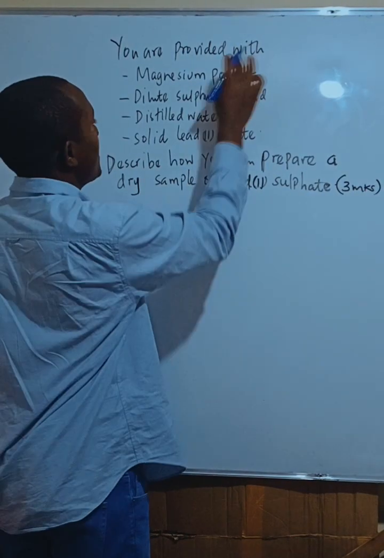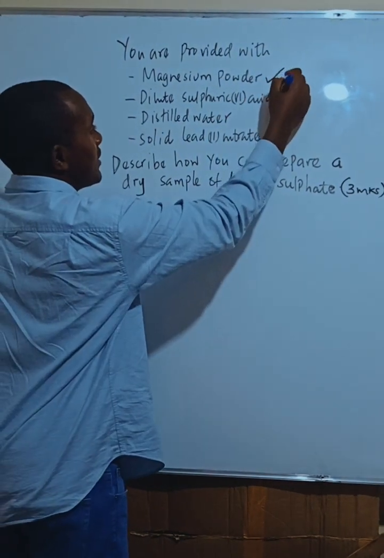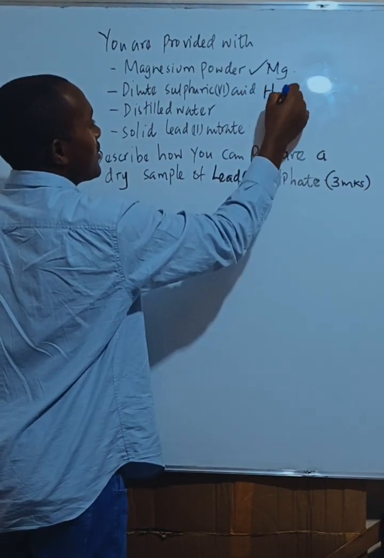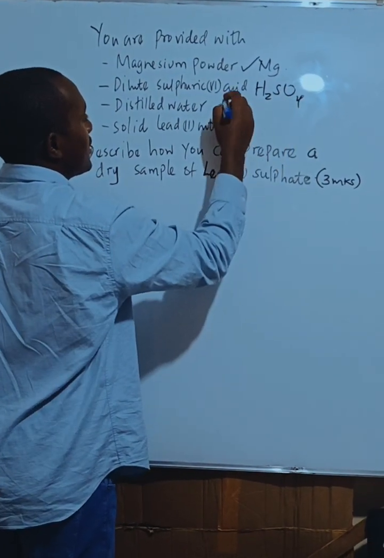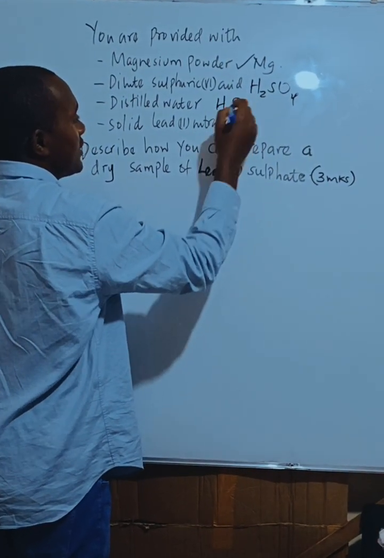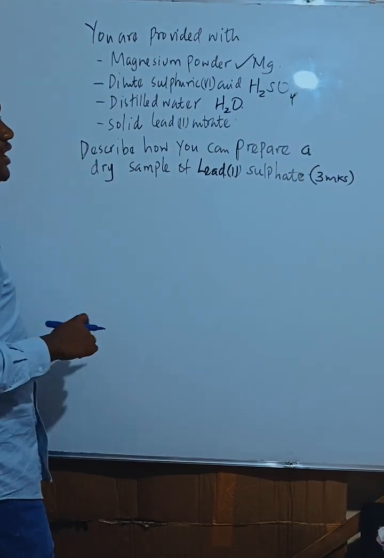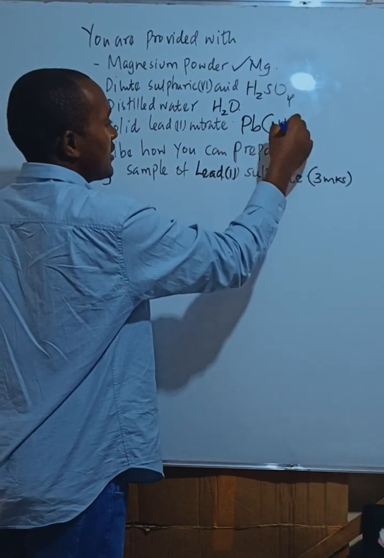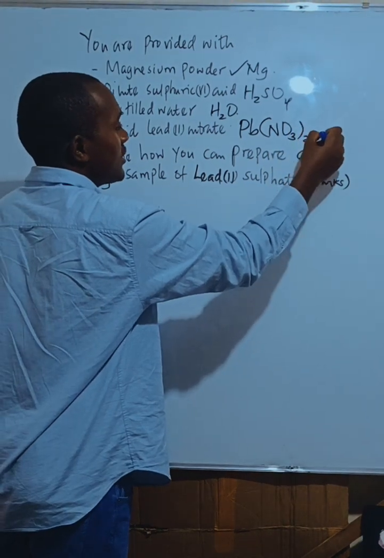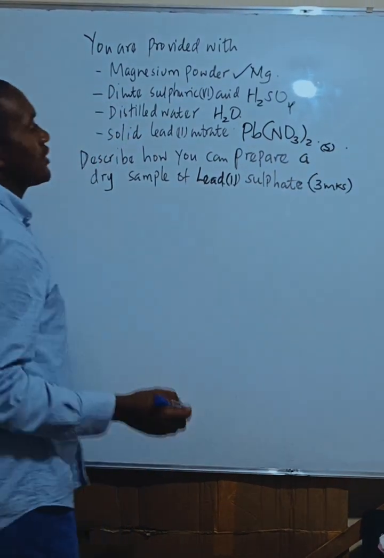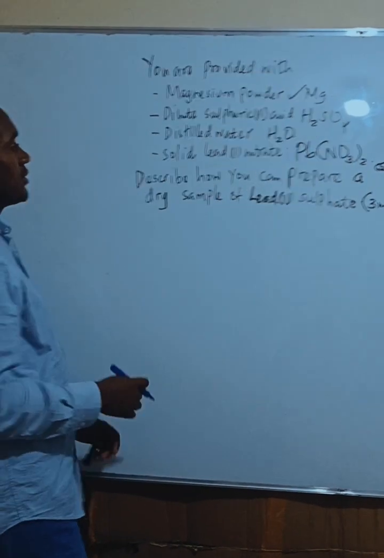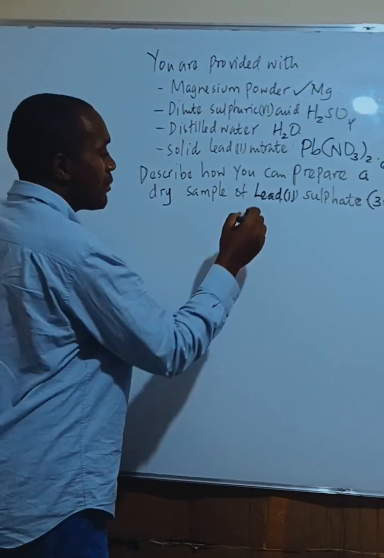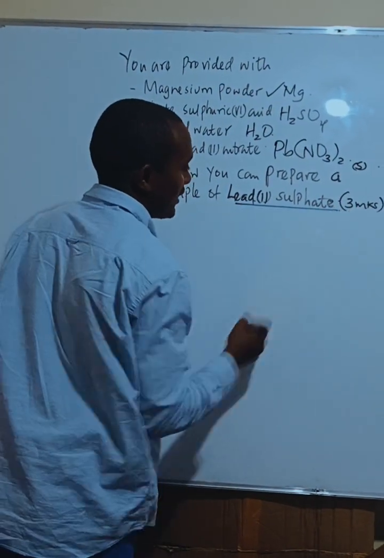You are provided with magnesium powder, so this is Mg, dilute sulfuric acid, H2SO4, and distilled water, H2O. This is distilled water. It does not have any ions. And you have lead nitrate, solid lead nitrate. It's not in aqueous state, but in solid state. So the problem: you are told to describe how you can prepare a dry sample of lead sulfate.